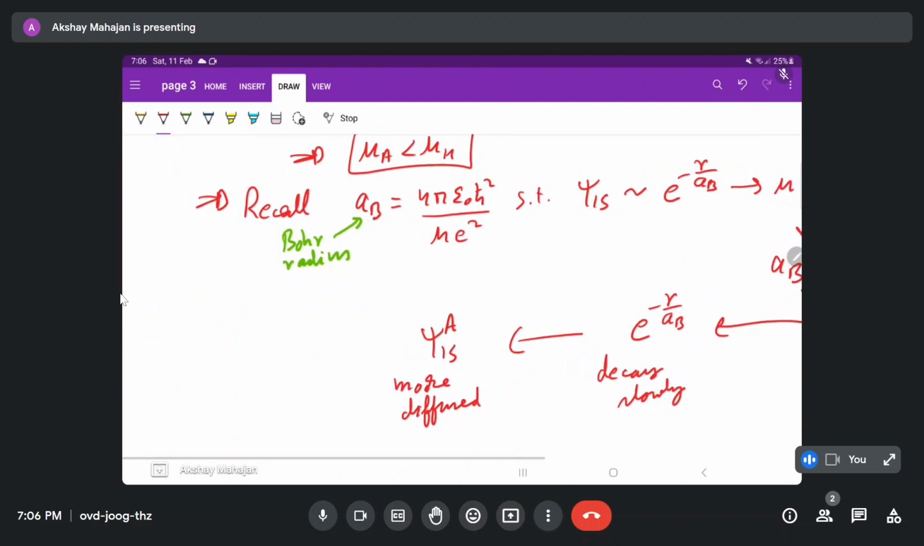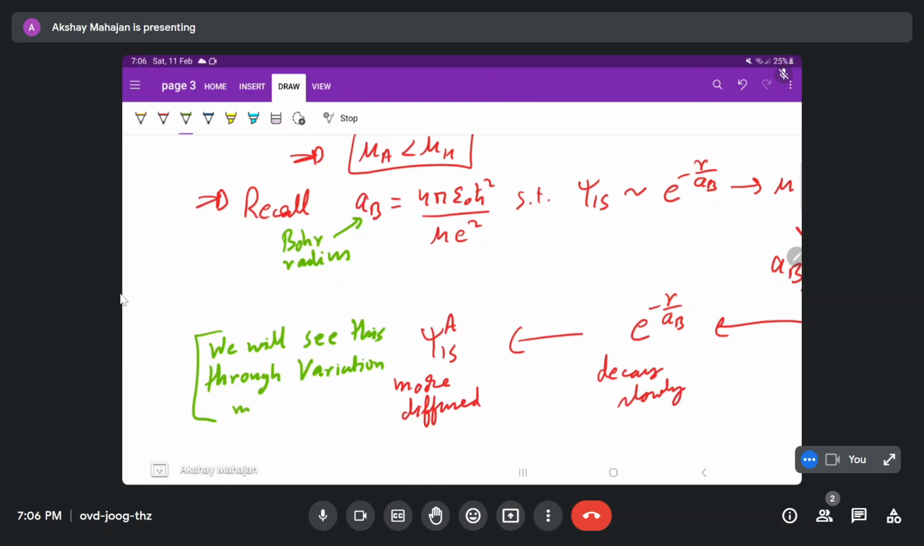And we will see this through the variational principle, through the variation method.